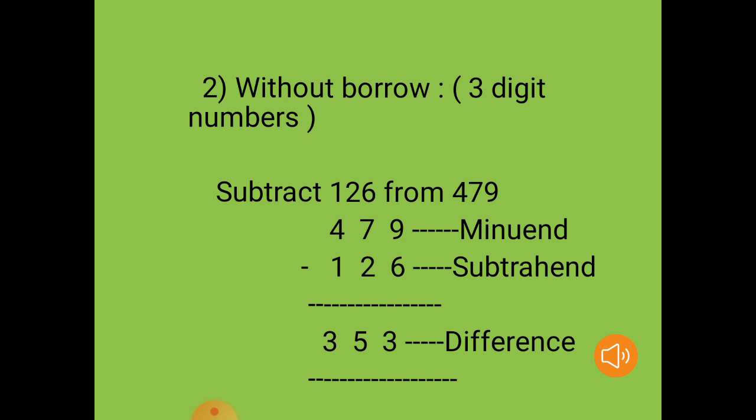So to start the process of subtraction, ones or units place we are going to take the numbers, that is 9 minus 6. We get the difference 3. Next, go to the tens place. 7 minus 2, we get 5. Next, go to the hundreds place. 4 minus 1, we get 3. So our difference of 479 and 126 is 353.